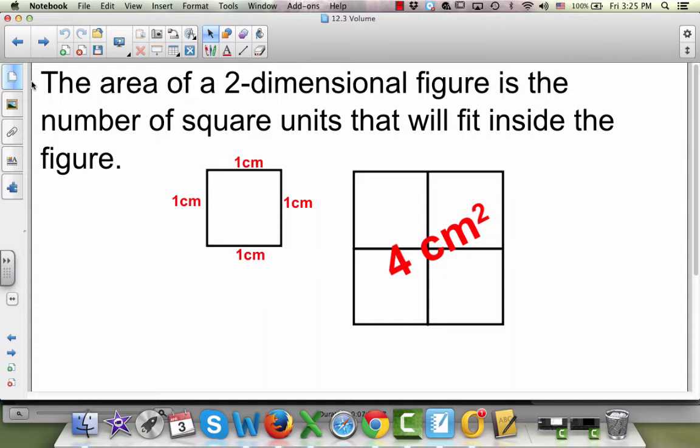Remember, the area of a two-dimensional figure is the number of square units that will fit inside the figure. For example, we've got 1 square centimeter right here. This is 1 square centimeter. Over here, you've got 4 square centimeters because there are 1, 2, 3, 4 square centimeters that will fit inside this one figure right here. So we say the area of it is 4 square centimeters.